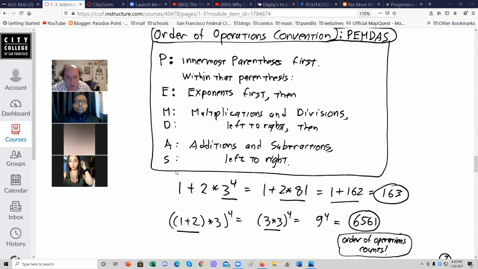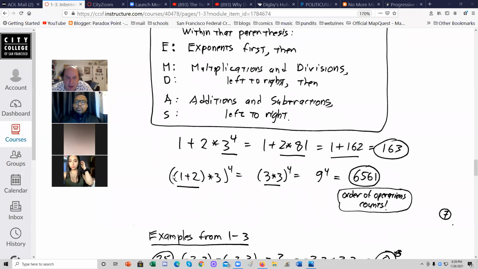All right, 1 plus 2 times 3 to the 4th. There's a plus, a times, and an exponent. We do the exponent first, 3 to the 4th. That's 81. 1 plus 2 times 81. A plus and a times, we do the times first. So it'll be 1 plus 162, and that makes 163. Now, here I use parentheses to do it in the opposite order. First the plus, then the times, then the exponent. And the result is very different. Order of operations counts.